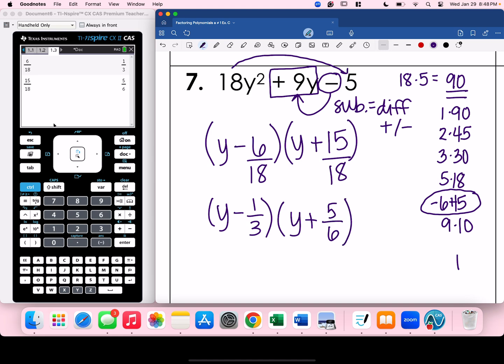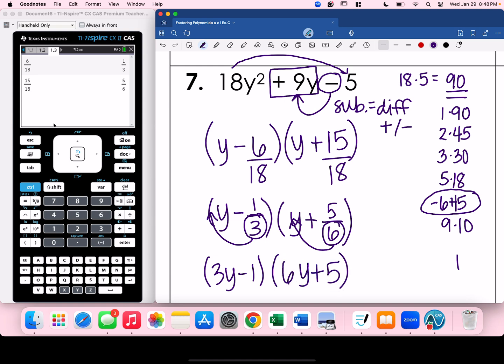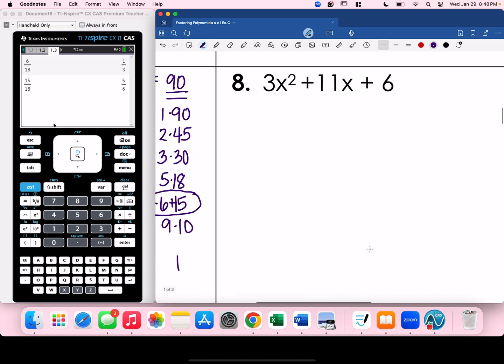Now that I have reduced my fractions, I am still left with fractions. That means I have to do bottoms up. I take the bottom of my fraction and bring it up to the front of my binomial to get 3y minus 1. Looking at my second factor, again, bottoms up, we end up with 6y plus 5. So that's my final answer for number 7. Let's go ahead and move on to another problem.